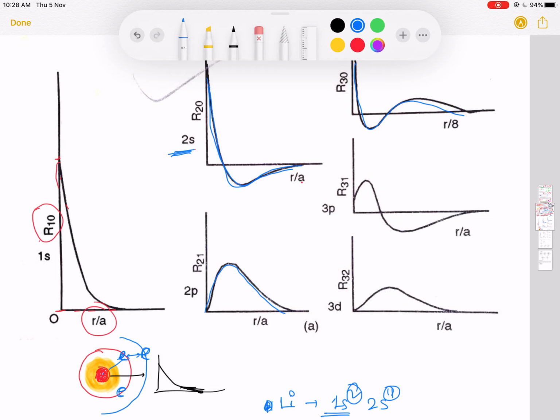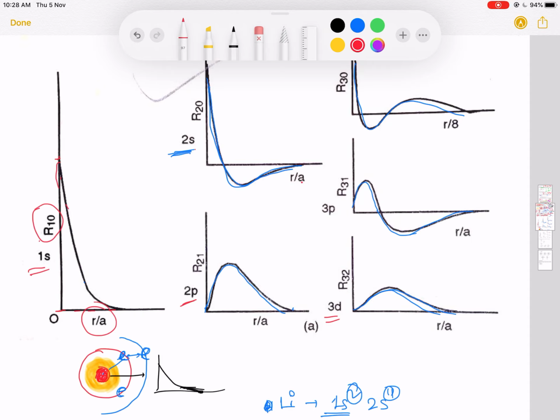Then for 3p, just like 2p, which increased and then decreased, 3p will first increase, then decrease, and then again increase. And 3d will be like this: first it will increase and then decrease. Now, as you go from the s orbital, if you compare 1s, 2p and 3d.